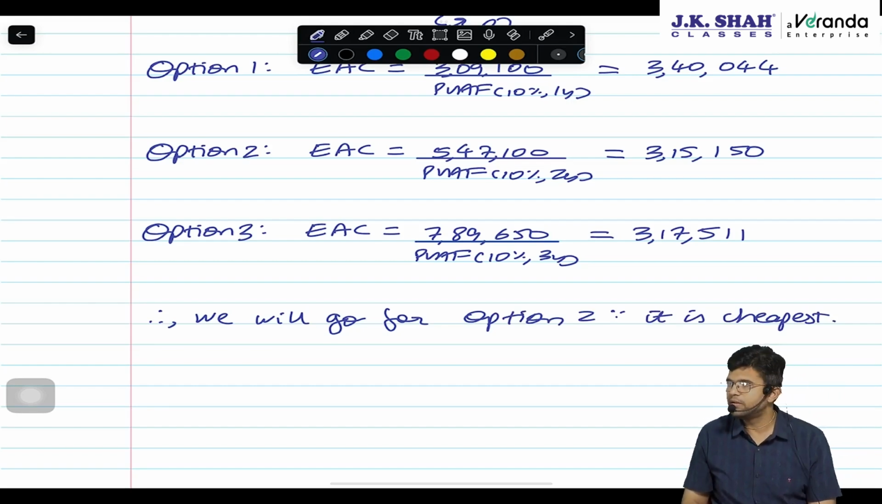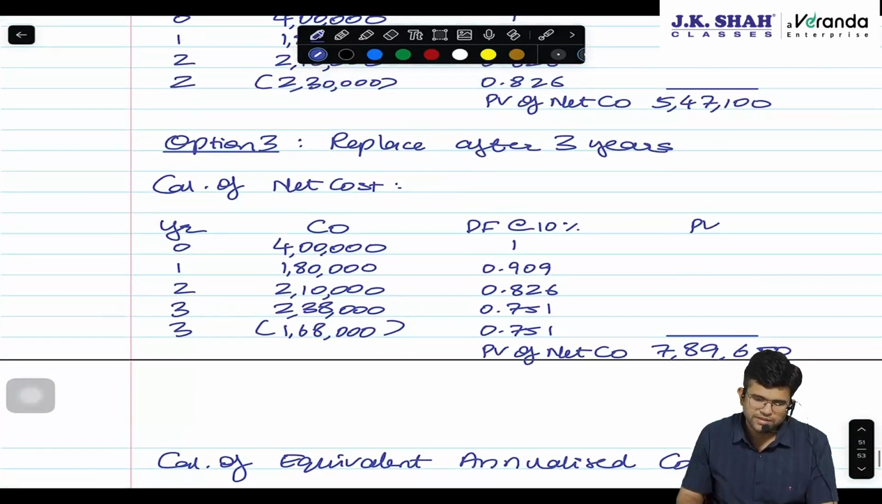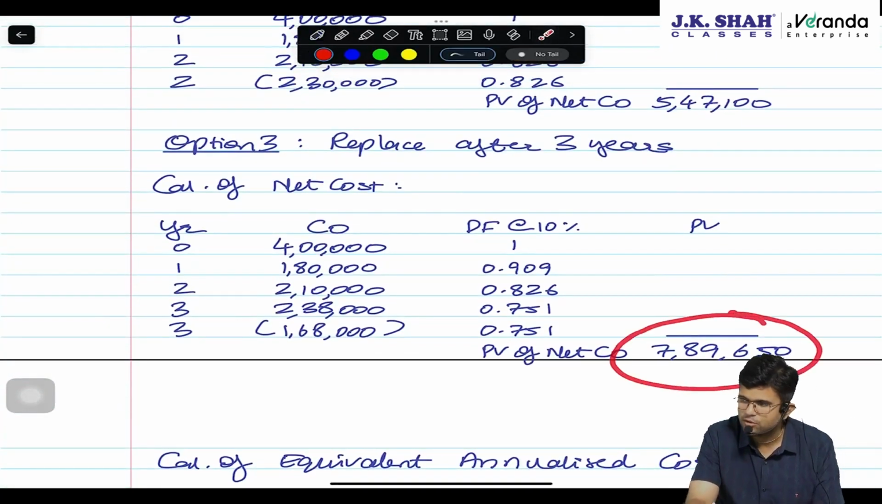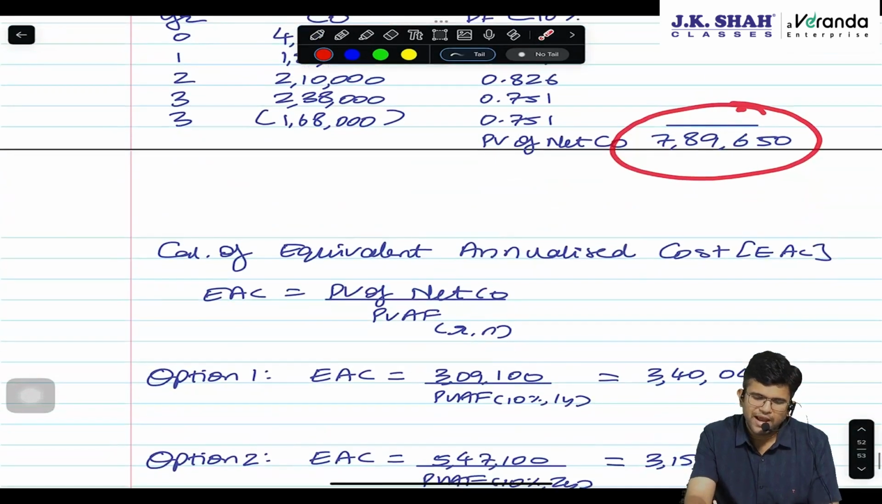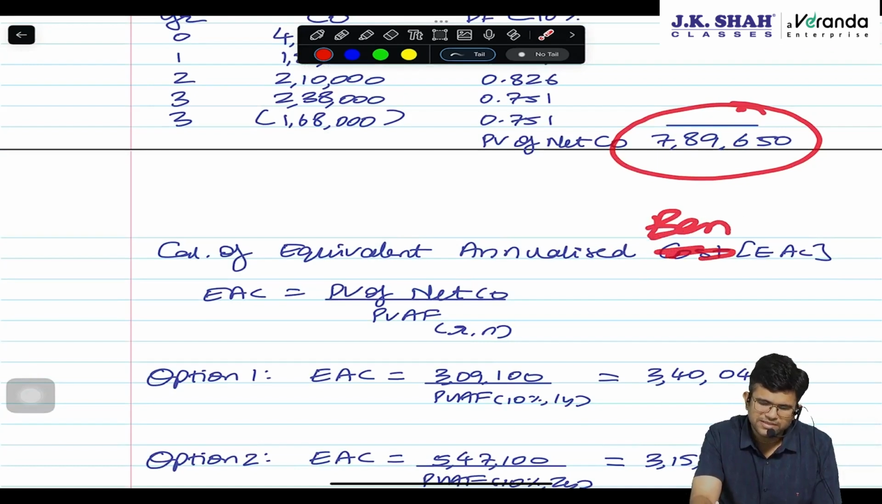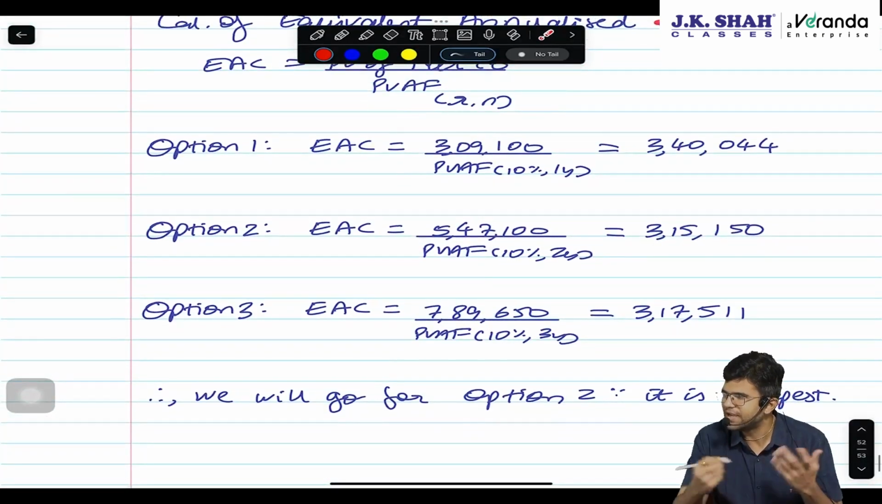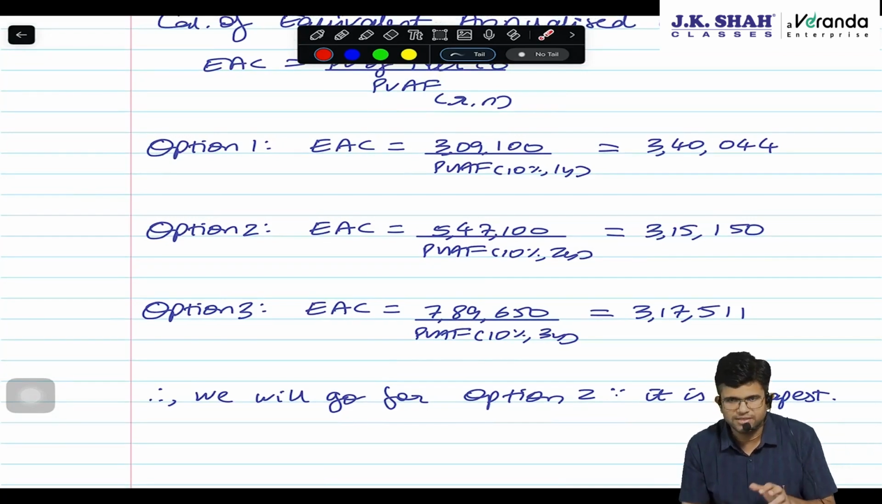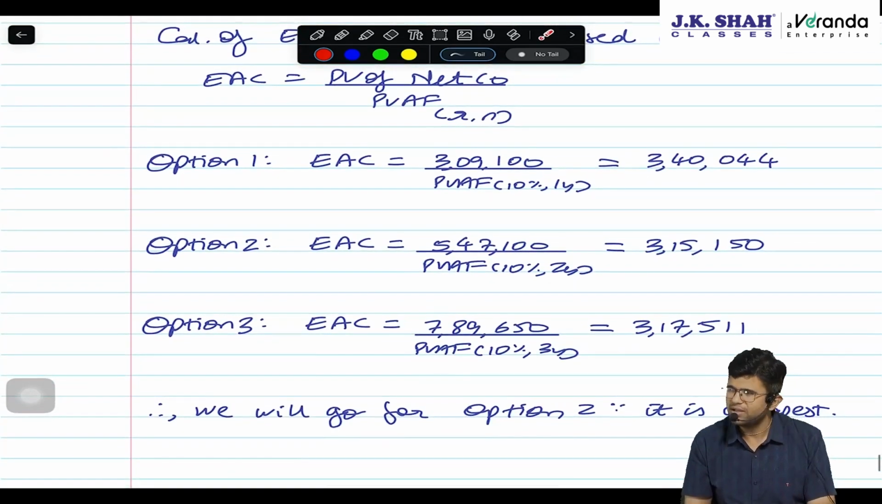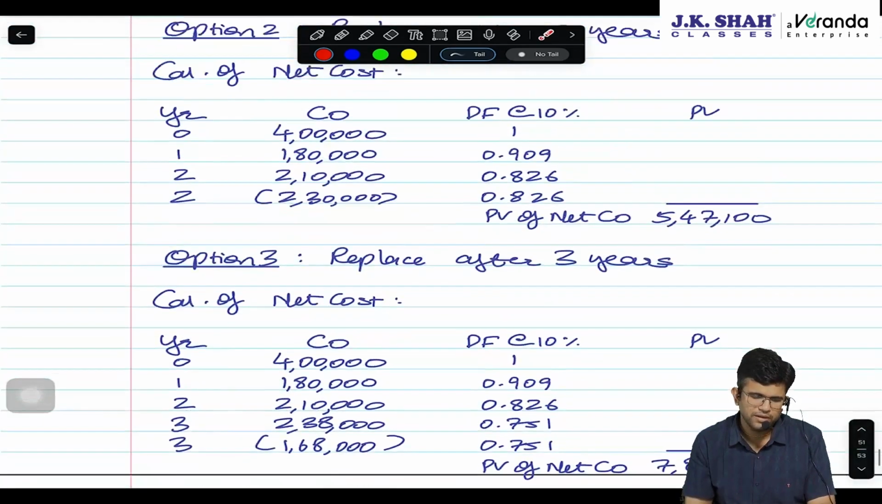All clear? By the way, if this was NPV, then annualized gain or any annualized benefit you have to calculate. And then whichever one is highest, we will go for it. These are costs, that is why going for lowest. All clear? This is how you're supposed to solve it. Okay. All right.